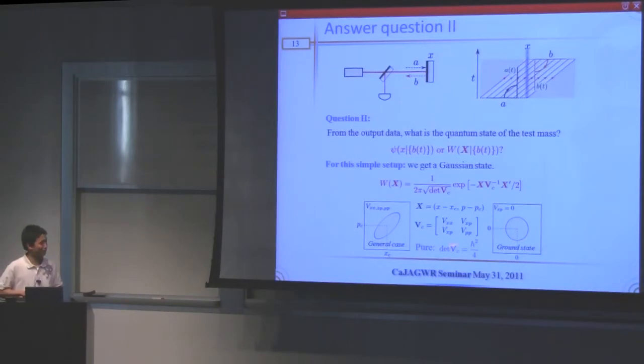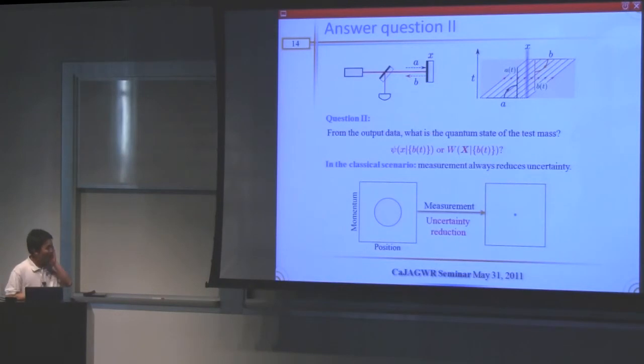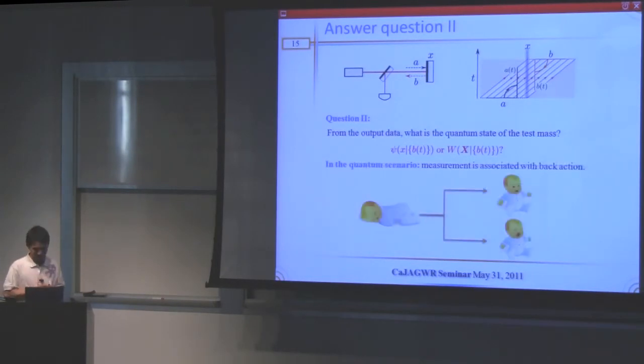And then for the pure state, which has a minimum uncertainty, which is only Heisenberg limited. All right. So now, in the classical scenario, whatever you measure, you always reduce uncertainty. In the extreme case, you can completely reduce the uncertainty, and then you can precisely locate the test mass, just a single point in the classical scenario. But in the quantum case, measurement is always associated with back action.